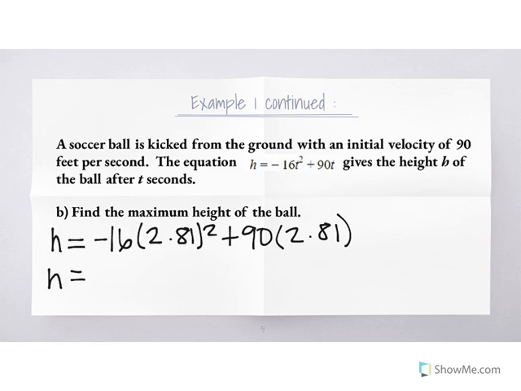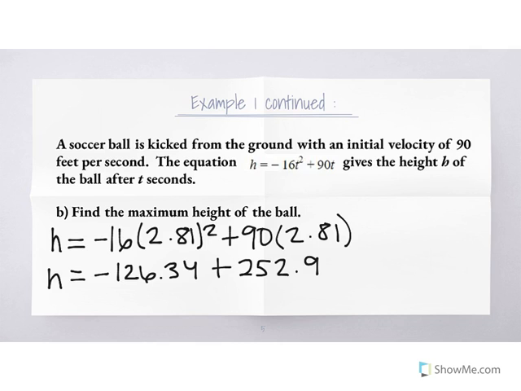So now we have h equals 2.81 squared, times negative 16. We get negative 126.34. Then our next thing to multiply is the 90 times 2.81, and for that we get 252.9. I'm just entering this on my calculator, you guys. I'm not coming up with this out of my head, just to give you a heads up. And then we're going to add those.